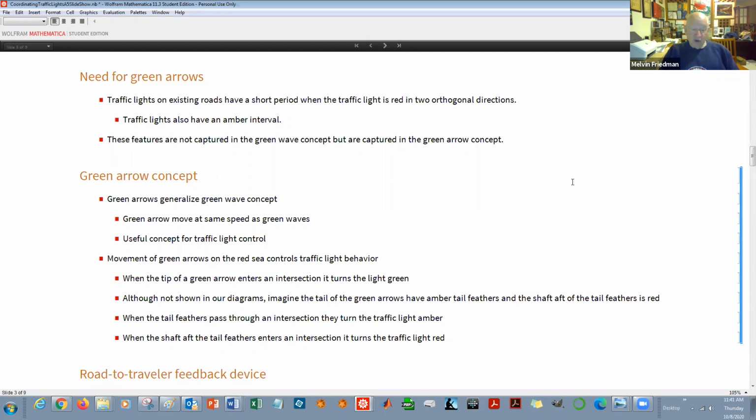So when the tip of a green arrow enters an intersection, it turns the light green. Although it's not shown in our diagrams, we can imagine that the tail of the green arrows have amber tail feathers, and the shaft after the tail feathers is red. So when the tail feathers pass through an intersection, they turn the traffic light amber. And when the shaft after the tail feathers enters an intersection, it turns the traffic light red.